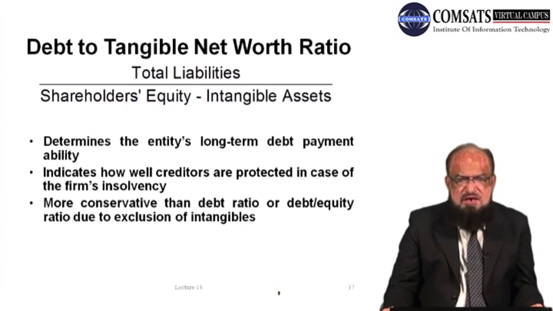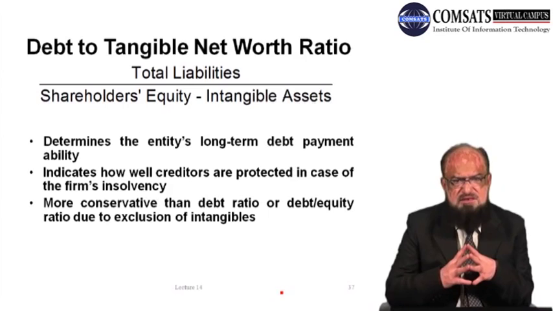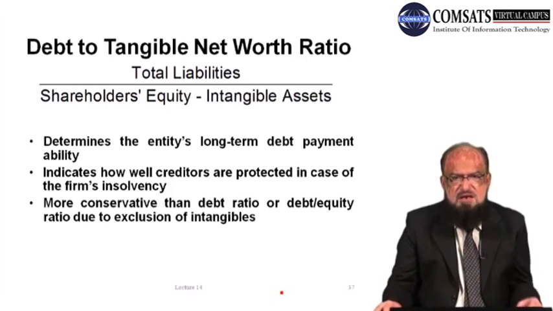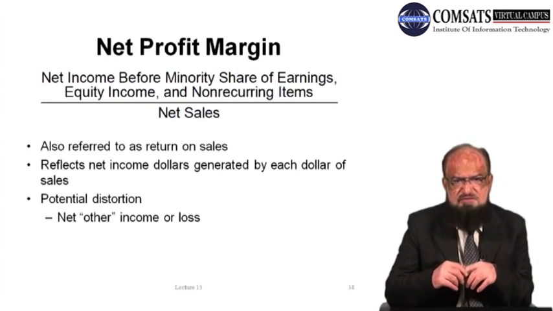Another formula and ratio we have discussed in lecture 14, debt to tangible net worth ratio. Formula was very simple: total liabilities divided by shareholders equity minus intangible assets. Already we have discussed the intangible assets, that was goodwill, copyright, patent, etc. And another ratio we have discussed in lecture 15, if you remember, net profit margin.